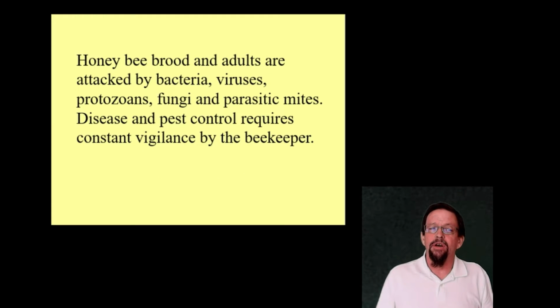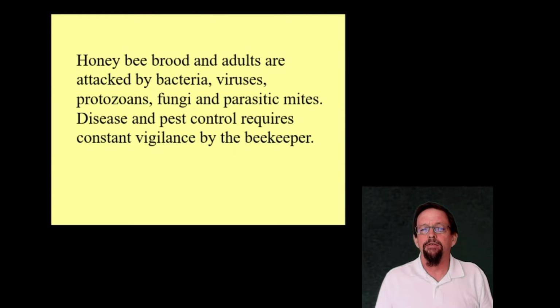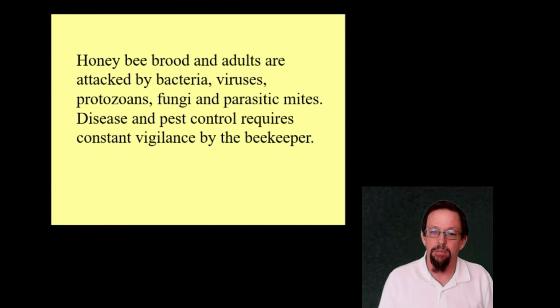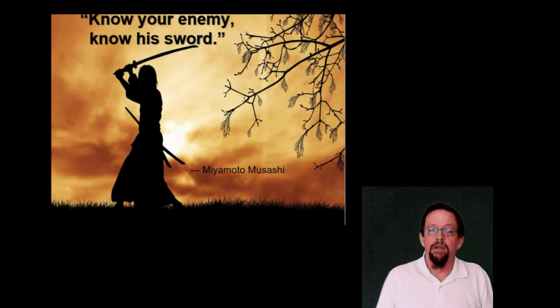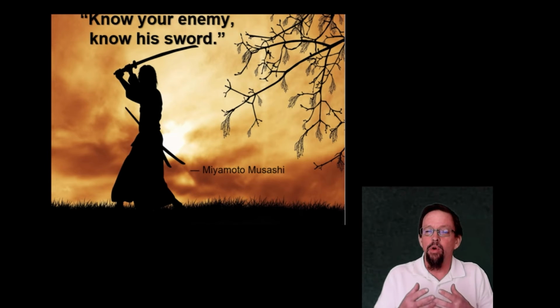Honeybee brood and adults are attacked by bacteria, viruses, protozoa, fungi, and parasitic mites. Disease and pest control requires constant vigilance as a beekeeper. So, kind of going back to the samurai, you need to know your enemy, you need to know his sword. You need to know what your enemy is using against you. So, to know the enemy's sword is to basically know how to defend yourself.